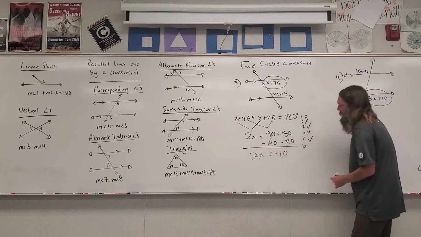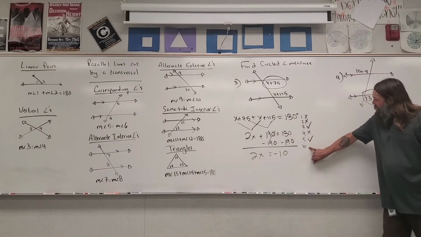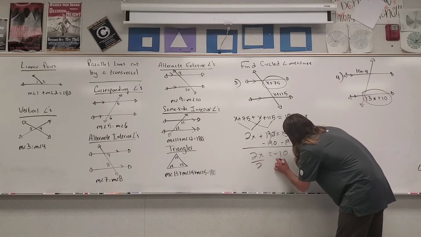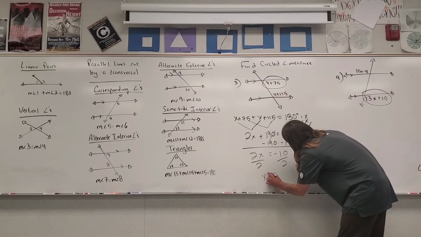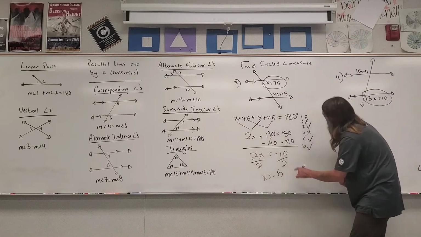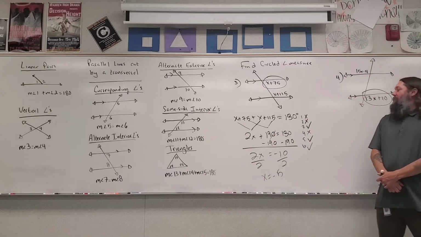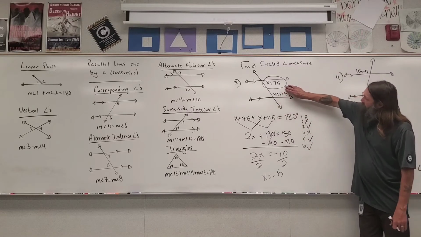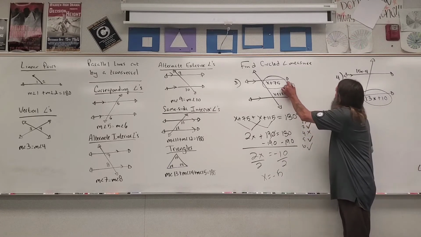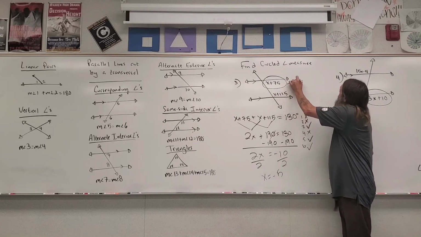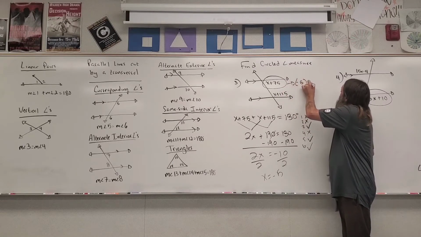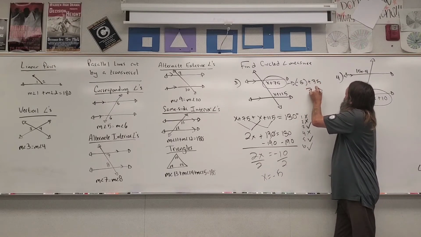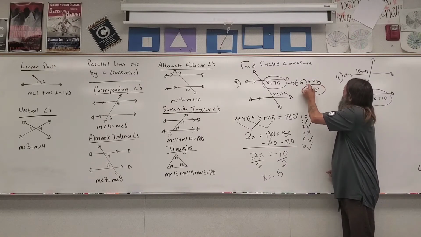My last step again is to divide away a number with the variable, and I'm going to divide away the 2. So that means x equals -5. 2 goes into -10, -5 times. Have I answered the question? No, I have not. I found the value that I need to plug in to answer the question. So this now becomes -5 plus 75, and that means that we are left with an angle measure of 70 degrees.